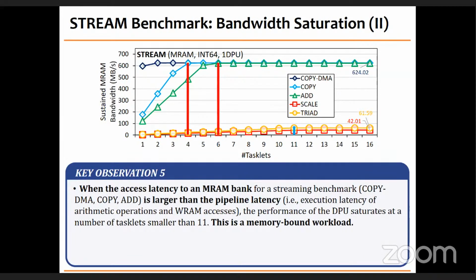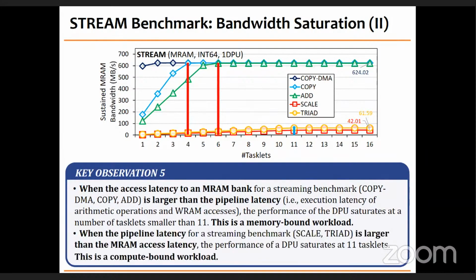So the interesting observation here is that we can distinguish between 2 types of workloads. Memory-bound workloads are those like copy and add, where the access to MRAM takes longer than the execution in the pipeline. And that's what we call a memory-bound workload on this architecture. And then we have a compute-bound workload on this architecture when a particular workload takes longer to execute on the pipeline than the memory accesses take.